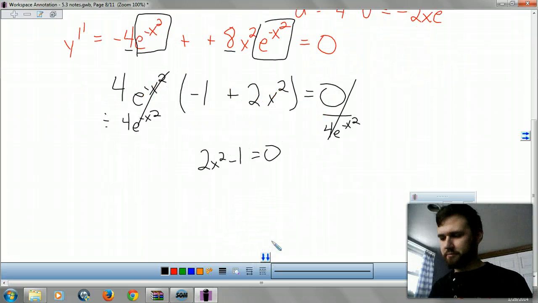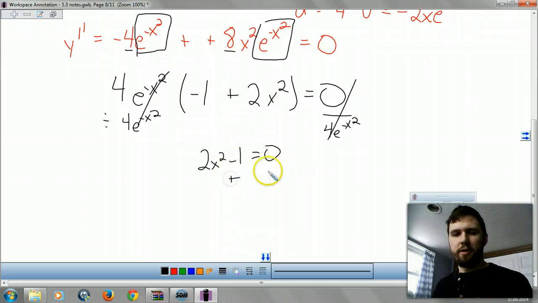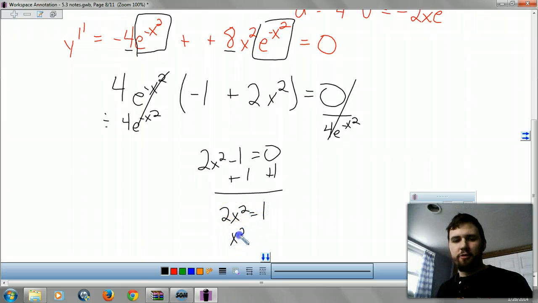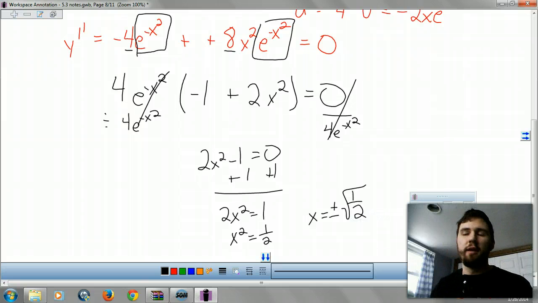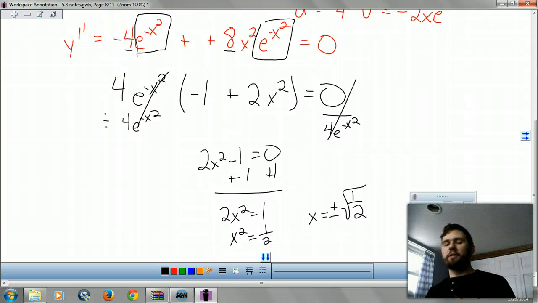Phew. Add 1, add 1. 2x squared equals 1. X squared equals 1/2. And x equals plus or minus the square root of 1 over 2. Square root both sides. We have 2 points of inflection: square root of 1/2 and negative square root of 1/2. That was a long problem.